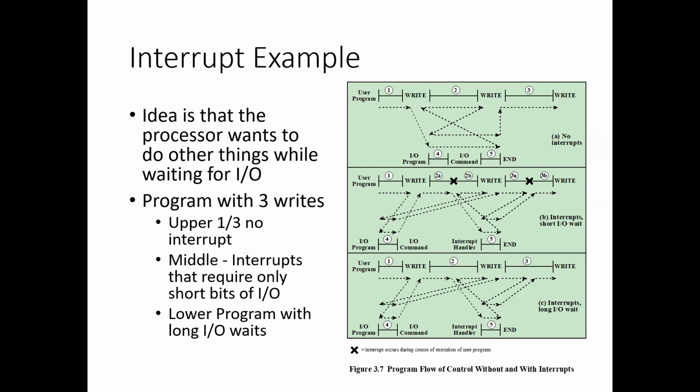The middle shows interrupts that require only short bits of I/O. So here we would have 1 followed by a little bit of I/O, going back up and finishing that write, then doing 2A, and then in the middle doing a little bit through the interrupt handler, a little bit more I/O from that previous operation, going back up and doing 2A. And the same thing would happen in 3. The lower program is one with longer I/O waits.